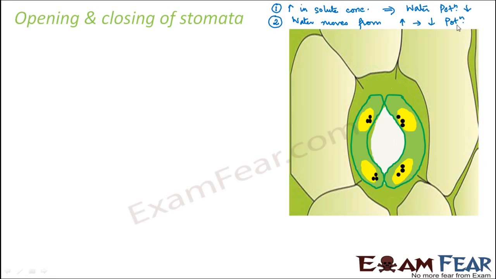Now, keeping these two concepts in mind, it will become very easy to understand the concept of opening and closing of stomata. Now, what happens is, in presence of sunlight, when there is a lot of sunlight during the daytime, the concentration of potassium ions increases in the guard cells. Now, here in this picture, you can see that I have shown few black dots. So those black dots represent nothing but the potassium ions. Correct? So these black dots represent potassium ions which are present inside the guard cells.